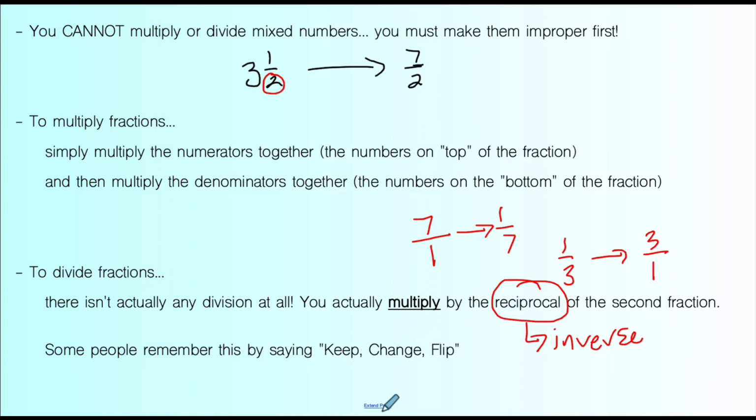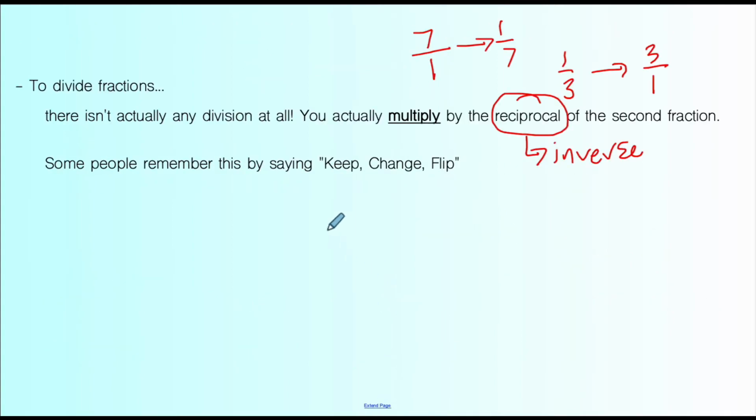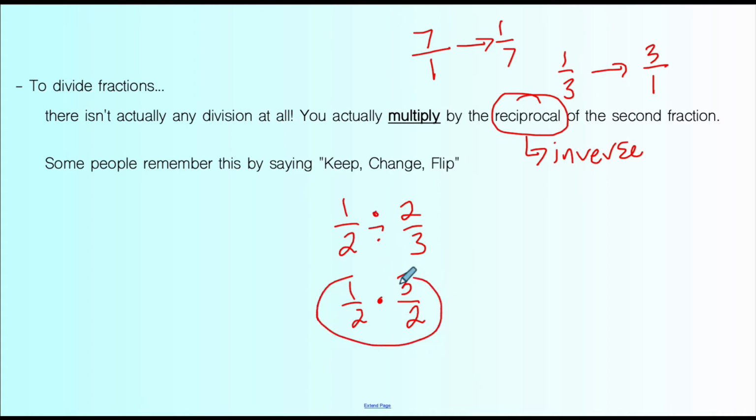Some people remember this by saying the phrase keep, change, flip. All that means is, let's say I had 1/2 divided by 2/3. You keep the first fraction the same, you multiply by the reciprocal, so you change the division to multiplication, and the flip, that's what we mean with reciprocal. You flip it, so this multiplication problem is the same as this original division problem, and then that's how you divide. You'll actually multiply. And so let's do a couple practice problems to put all of this into perspective.